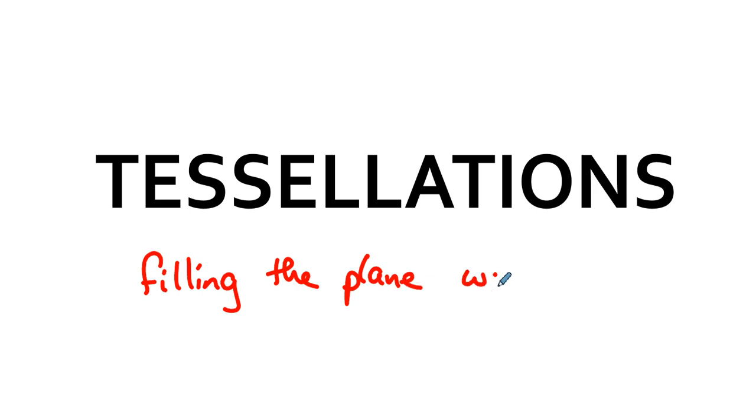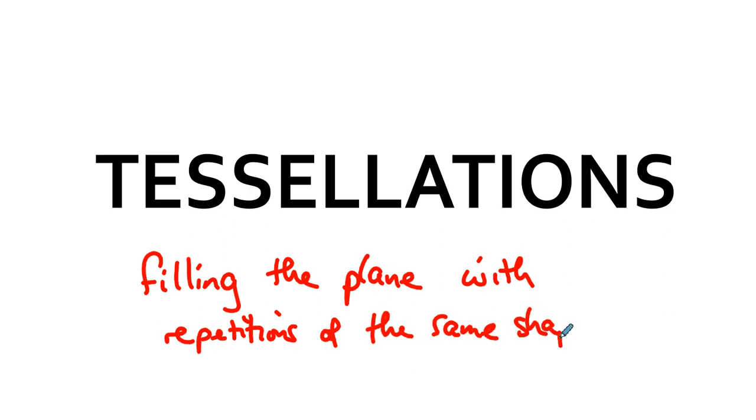Now, when we talk about a tessellation, what we mean is that we are filling in the plane with repetitions of the same shape, or in some cases, shapes. We are filling the plane with repetitions of congruent figures. No overlap, no gaps, just one shape over and over and over again, filling the entire plane. And remember that a plane is infinite in two directions.